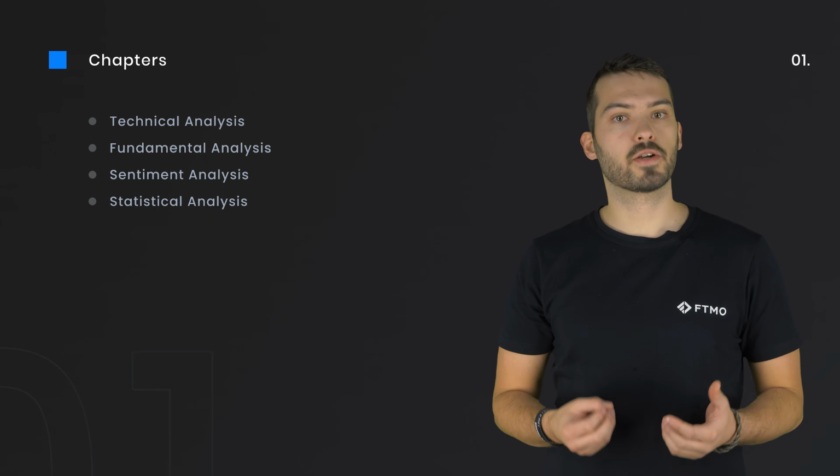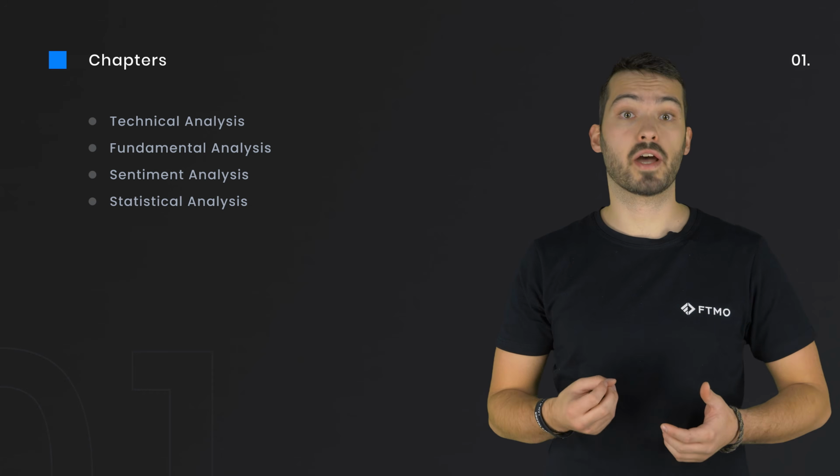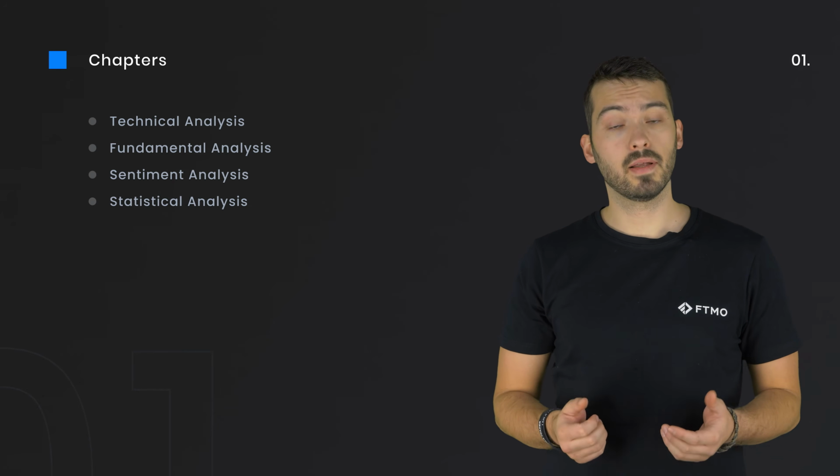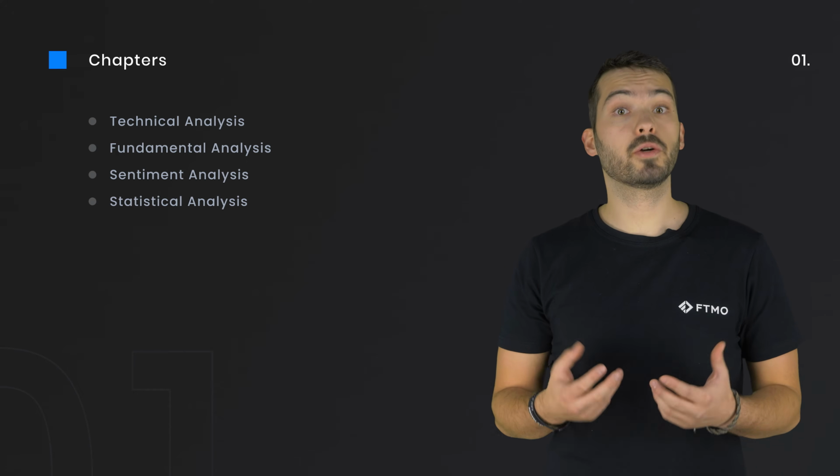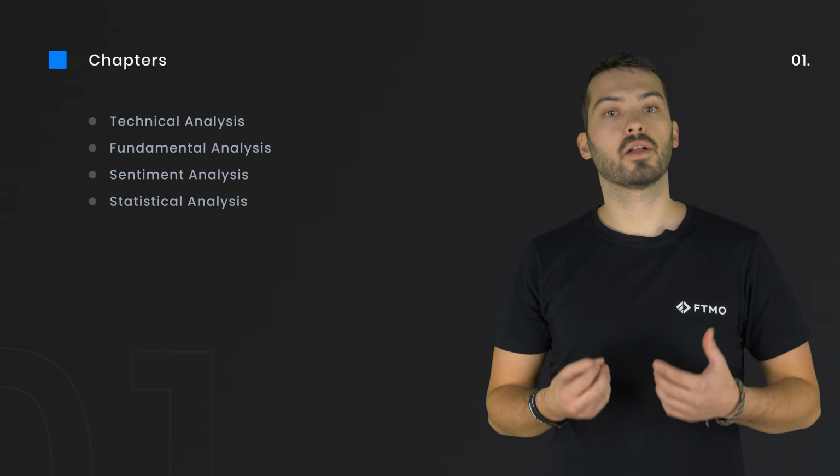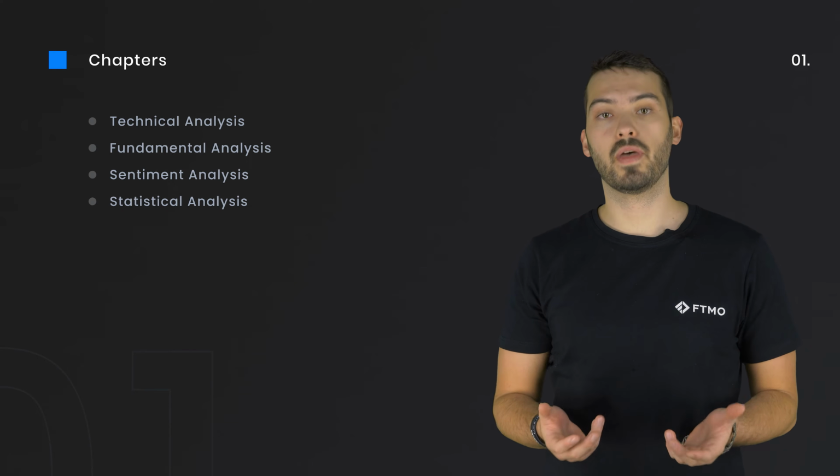Besides that, there are two more types of analysis that are not so often talked about: sentimental and statistical analysis. We are going to cover all four of these and take a look at some pros and cons of them.